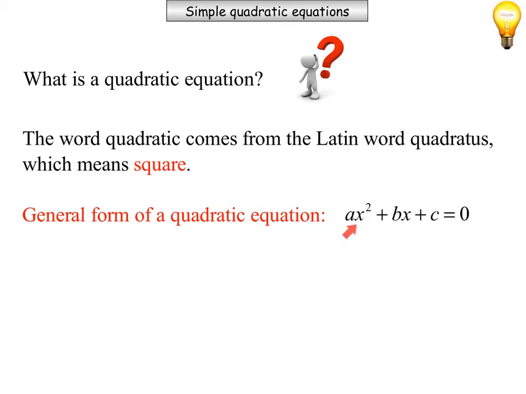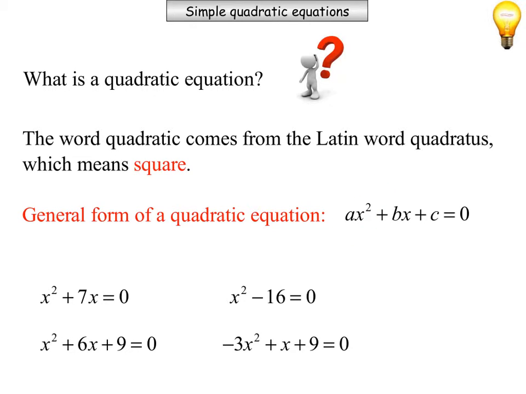So we need to have something in front of the x squared. It can't be 0, but it can be anything else. Sometimes it'll have something with an x, sometimes it'll have a constant term. It doesn't necessarily have to have those two, but it does have to have a power of 2 in the expression. So here are a few different examples of quadratic equations.